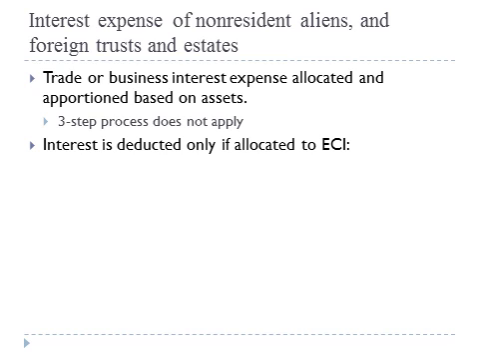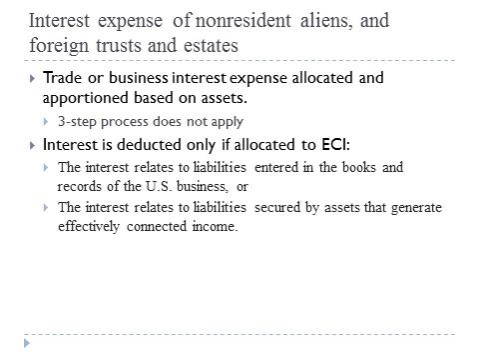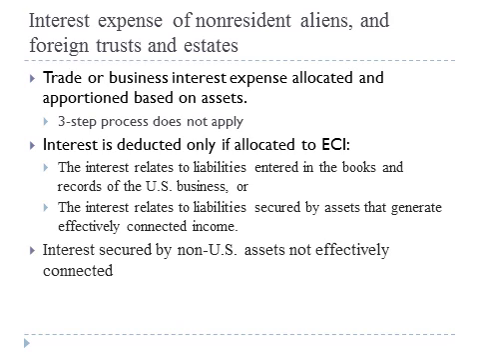Interest of a non-resident alien or foreign trust or estate is deductible only if it is effectively connected. Under the regulations, the interest is effectively connected if the interest relates to liabilities entered in the books and records of the U.S. business, or the interest relates to liabilities secured by assets that generate effectively connected income. Interest that is secured by assets other than those used in a U.S. trade or business is not effectively connected.